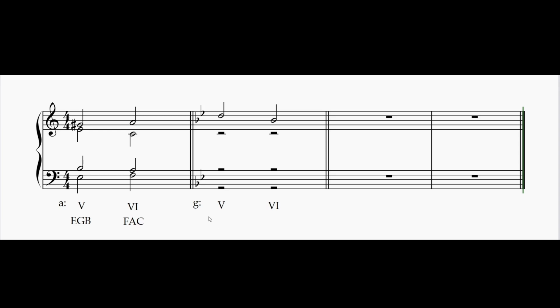Okay, on to the key of G minor. For chord 5, our triad now is D, F sharp, and A. For chord 6, our triad E flat, G, and B flat. Let's have a look at our soprano notes now.